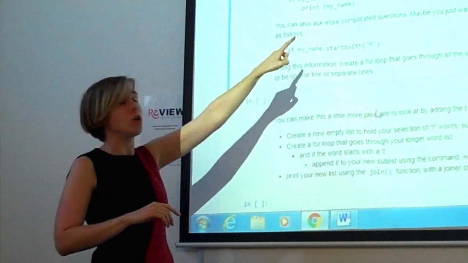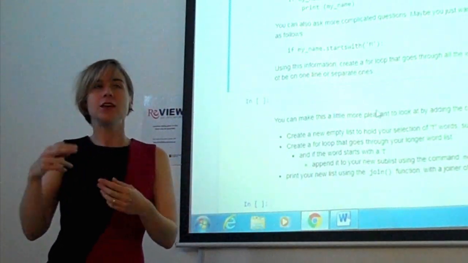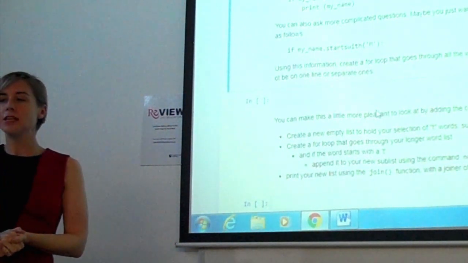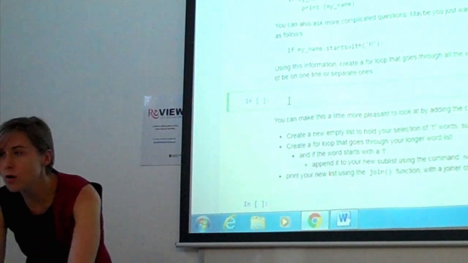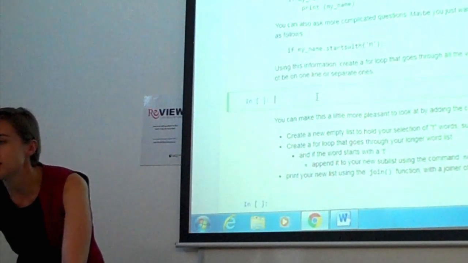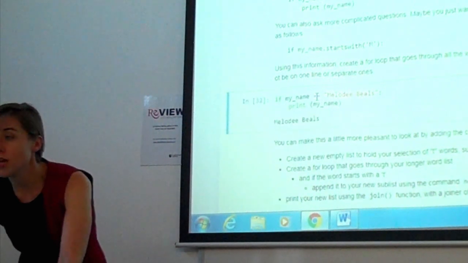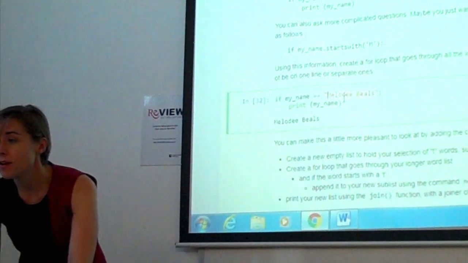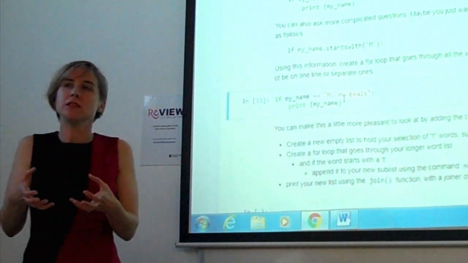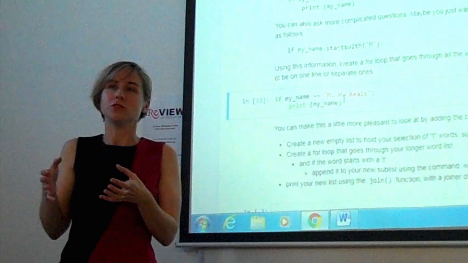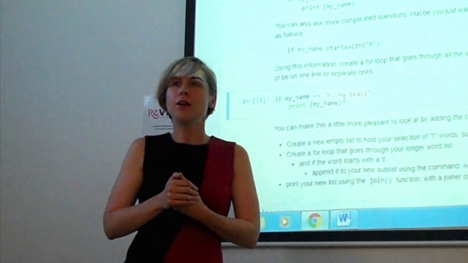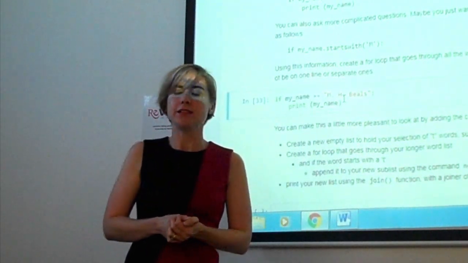If my name is equal, and remember, one equal sign is to assign something, two equal signs is to ask if it's actually equal. So if my name is equal to Melody Beals, print my name. So I'll give you an example. At the moment, if I type this in, it works, because my name is Melody Beals. But if I decide my name is now MH Beals, it doesn't work, because the variable my name has been assigned to Melody Beals, not to MH Beals. So that's why it's no longer working. So basically, it's doing the same, but it's asking a question rather than going through everything through a list.